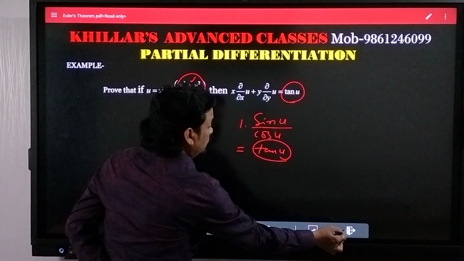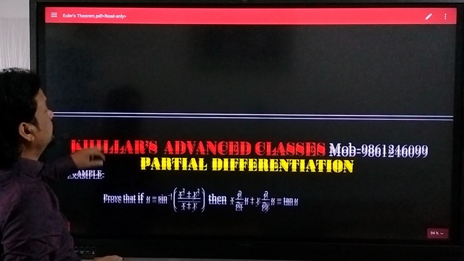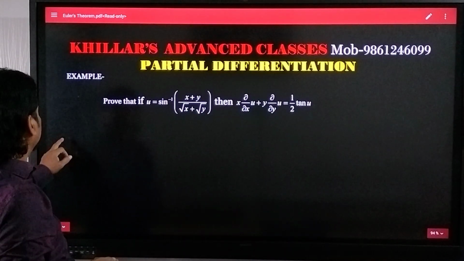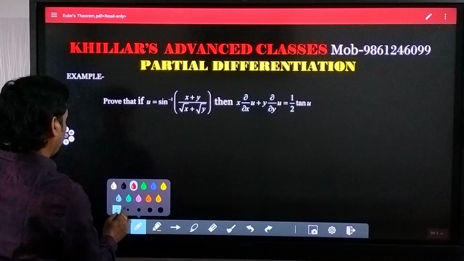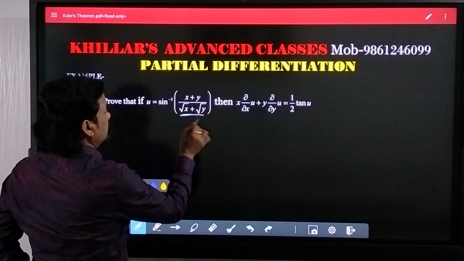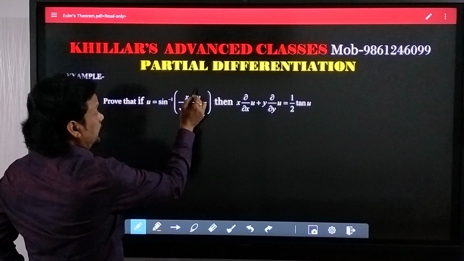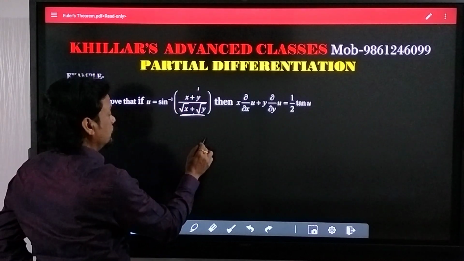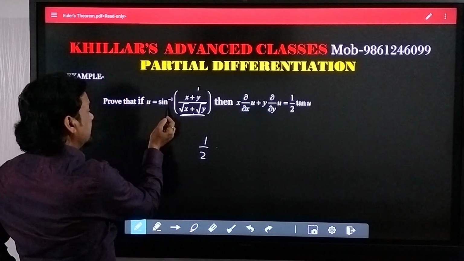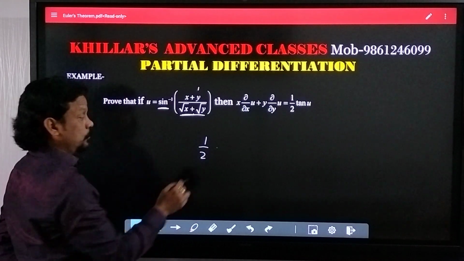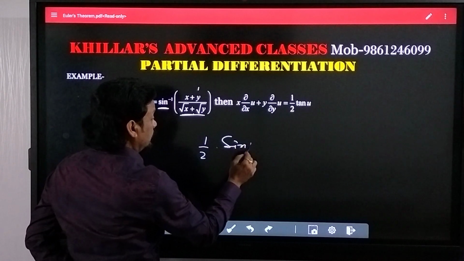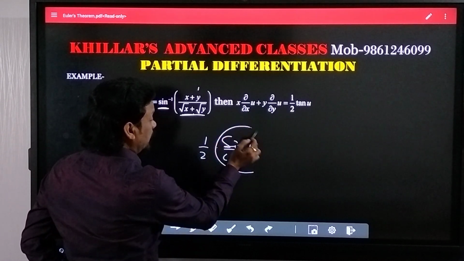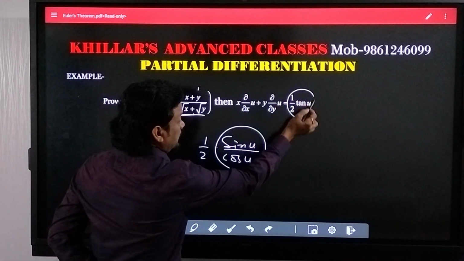Another question I am going to tell you. After that you can understand it easily. See here, this question. What is the degree of this one? The degree of numerator is 1 and the degree of denominator is half. 1 minus half is half. So write half. And take sin inverse to the left hand side. It becomes sin u. So write sin u divided by its derivative, that means cos u. Sin u by cos u is tan u, so half tan u. The answer is half tan u.